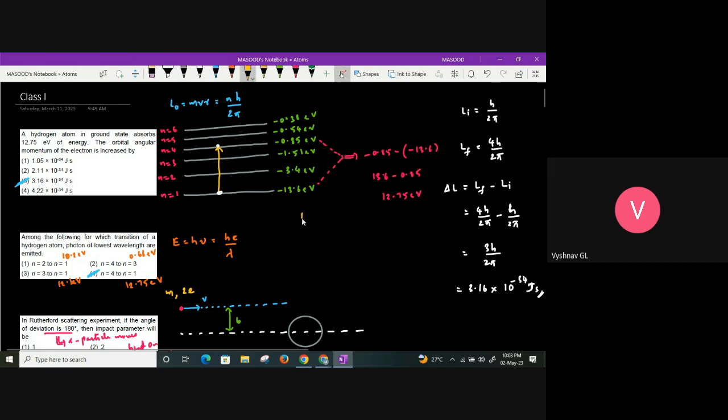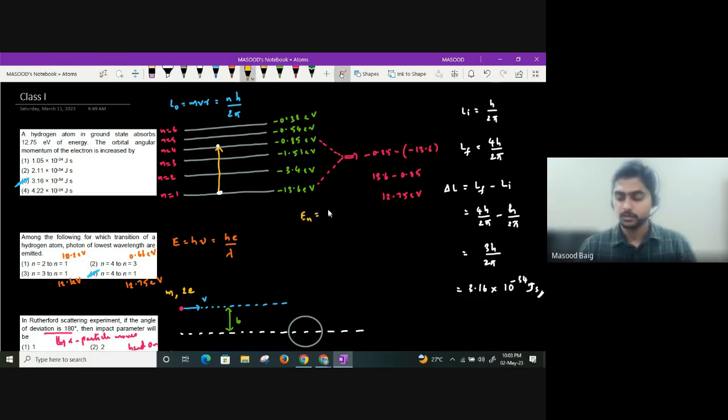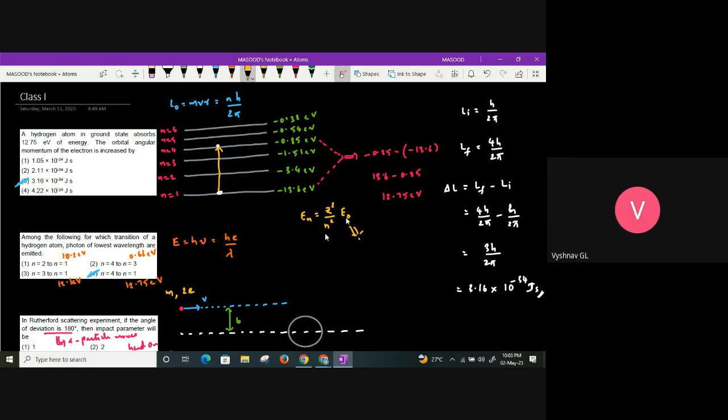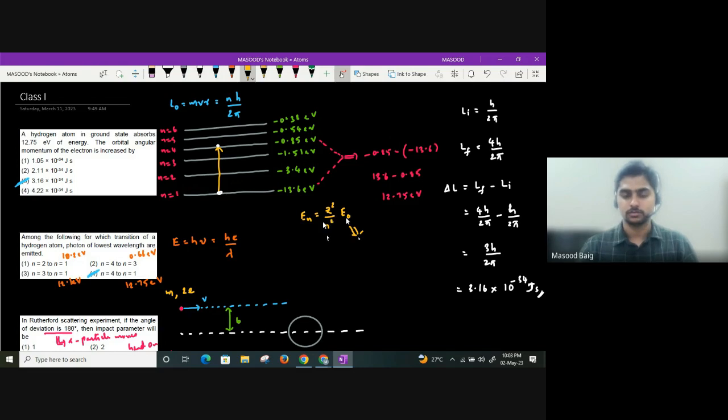It is just a basic case. Energy in the nth level for a hydrogen like atom is Z square by n square into E naught. E naught value will be minus 13.6. So in the first state minus 13.6, second state minus 13.6 by 4, third state minus 13.6 by 9, fourth state minus 13.6 by 16, like that. But still we have to draw this and solve? Not necessary. You can directly solve here only. It is just for representation purpose I have drawn.